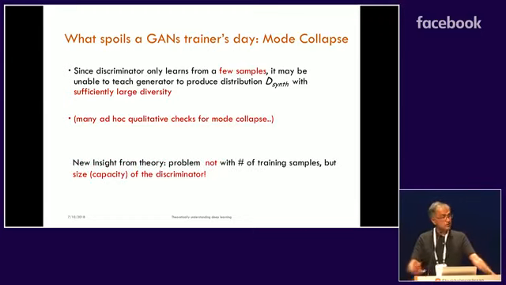So now I'm going to tell you a very simple but striking theory, which gives a new insight: this problem of mode collapse is not so much with the number of training samples per se, but with the size or capacity of the discriminator. We already saw that quantifying discriminator capacity is a thorny notion, but for the purposes of this theory, just think of it as the number of parameters.